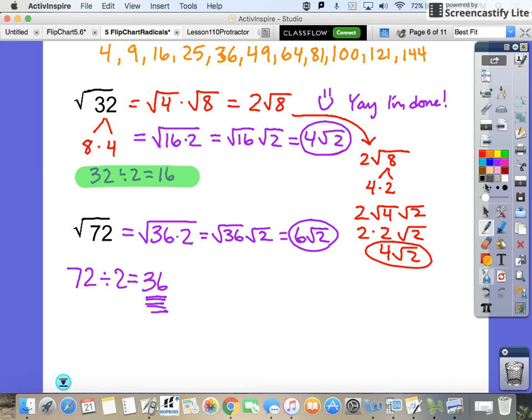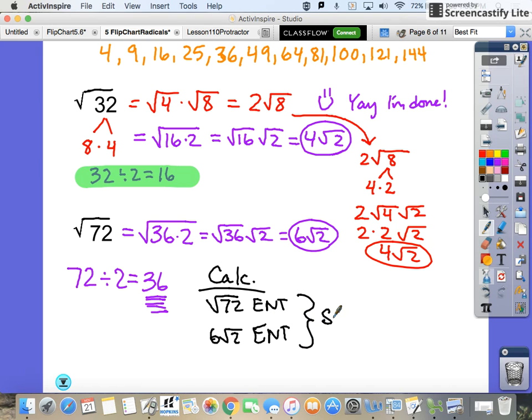If you guys ever want to know if you're right or wrong, literally type into your calculator square root 72, hit enter. Then type in 6 square root 2, hit enter. You'll get some janky decimal, but you should get the same janky decimal. If you do, you're right. If you don't, you're wrong. At least you know you're wrong.